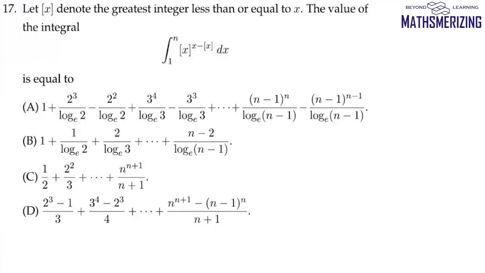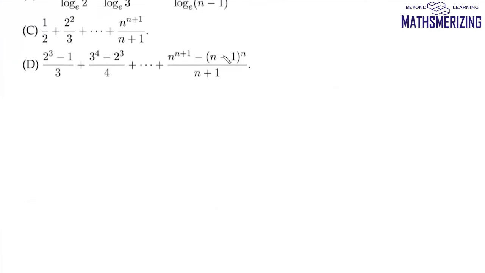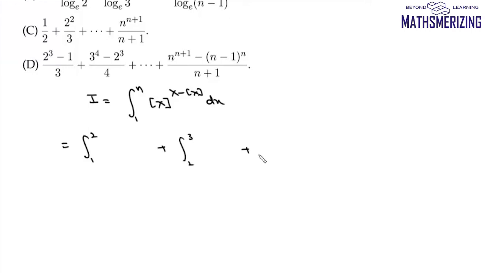Now question number 17 is we need to find the value of this integral from 1 to n, greatest integer function of x upon x minus greatest integer function of x dx. So we can write this integral from 1 to n, greatest integer function of x to the power x minus greatest integer function of x dx, and what we'll do is we'll write this integral as the integral from 1 to 2 plus integral from 2 to 3, from 3 to 4, and then finally from n minus 1 to n.